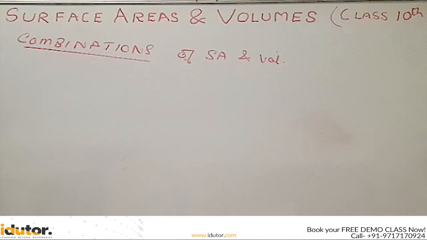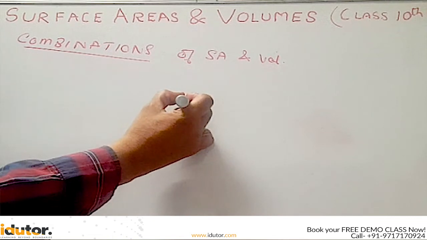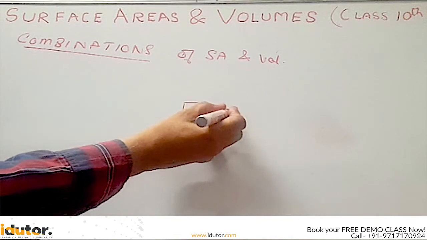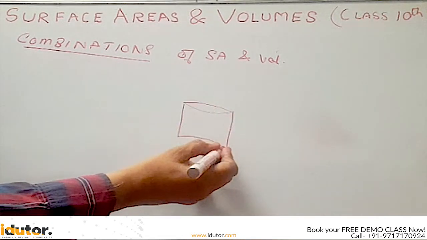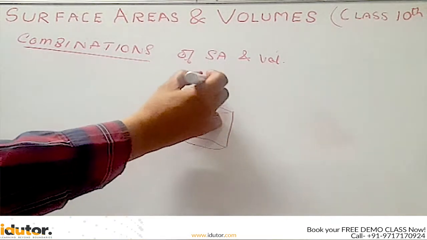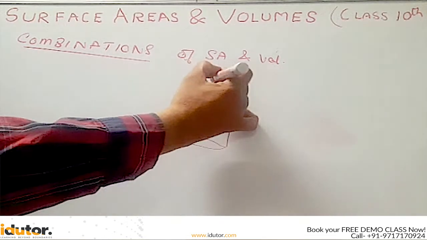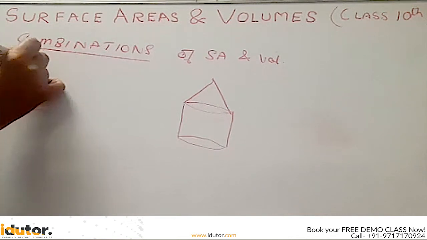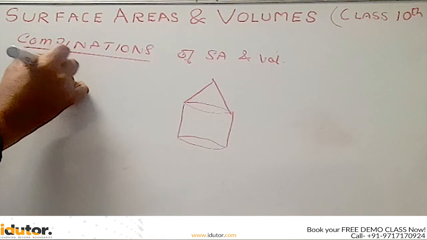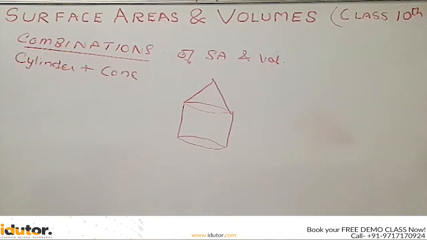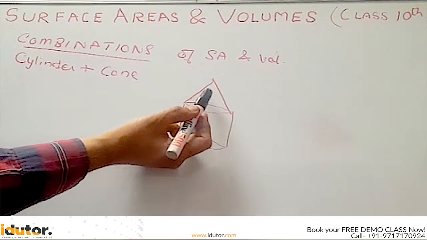Now here we are discussing the first type. The first type consists of a cylinder, which has a circular part on the top and a circular part on the bottom. And on the cylinder, we have a cone. For example, there is a cone placed here. So we can say the combination is cylinder plus cone. Cylinder, the bottom part, and the cone, the upper part.